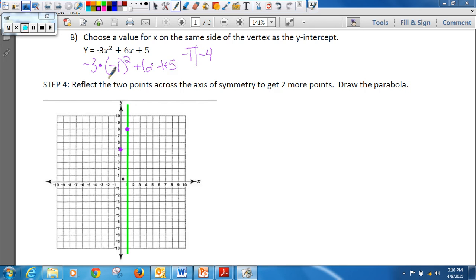Negative 1 squared is 1 times negative 3 is negative 3. Then 6 times negative 1 is negative 6, plus 5. That gives me negative 9 plus 5, which gives me negative 4. So negative 1, negative 4 is my second point. So now I can go ahead and use our axis of symmetry and get the other side. Oops, let me make sure I put them in the right place.